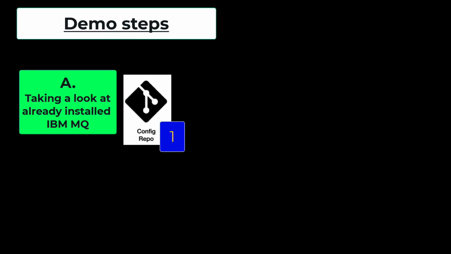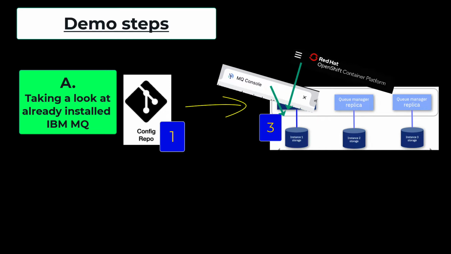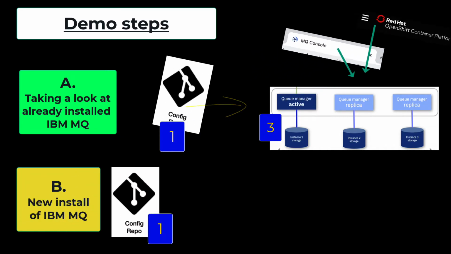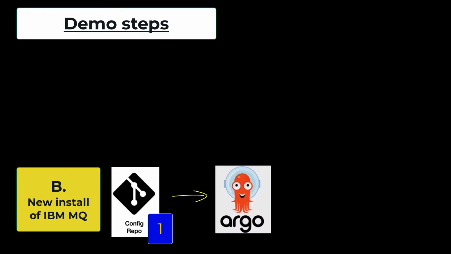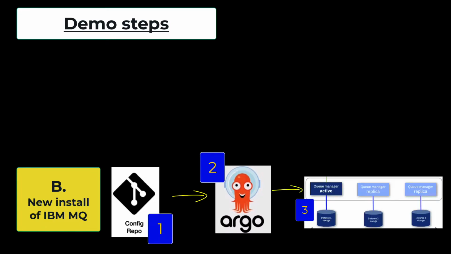So the demo steps are: A, we're going to take a look at the config repo being GitHub. We're going to look at an existing install that has been provisioned. We're going to look into it with the MQ console and Red Hat OpenShift GUIs. Then we're going to install a completely new IBM MQ cluster using the config repo, Argo, and eventually we're going to provision it into an MQ cluster.